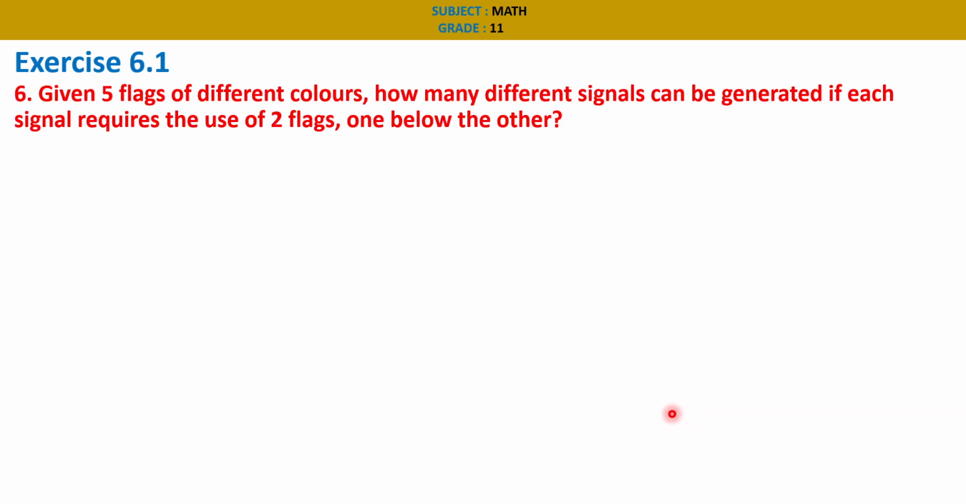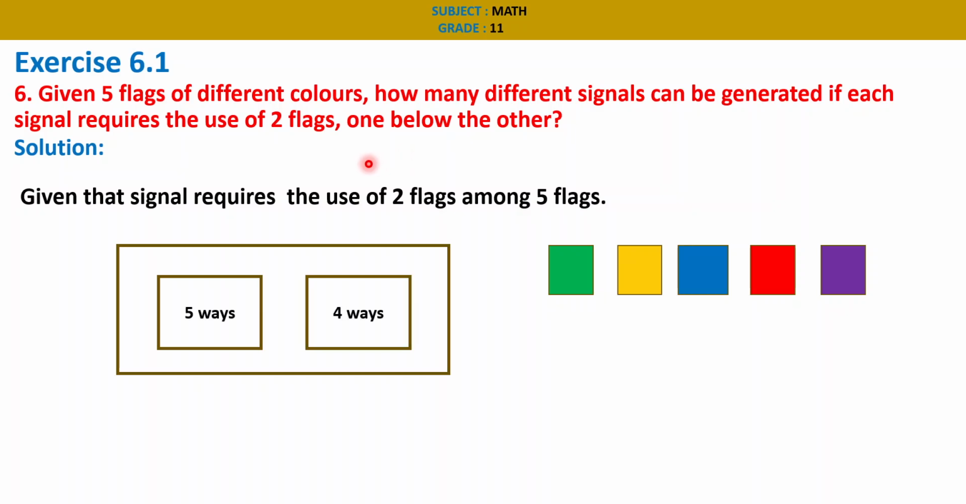Let's start question number 6. Given 5 flags of different colors, how many different signals can be generated if each signal requires the use of 2 flags, one below the other? Given that a signal requires the use of 2 flags among 5 flags, let us assume these are the 5 flag colors. Here we need to use 2 colors, one below the other.